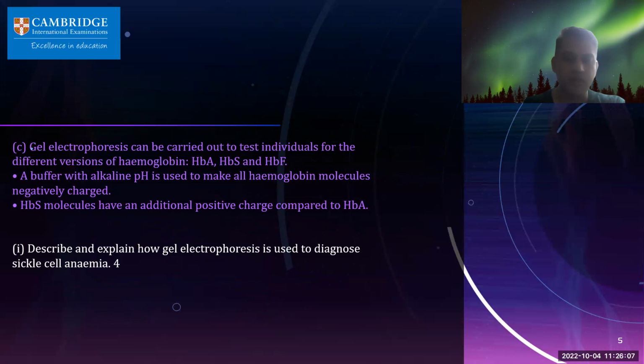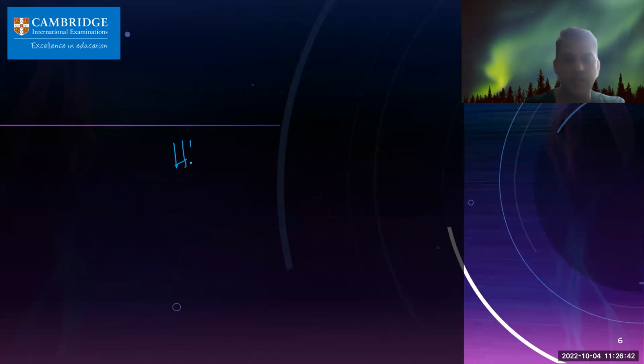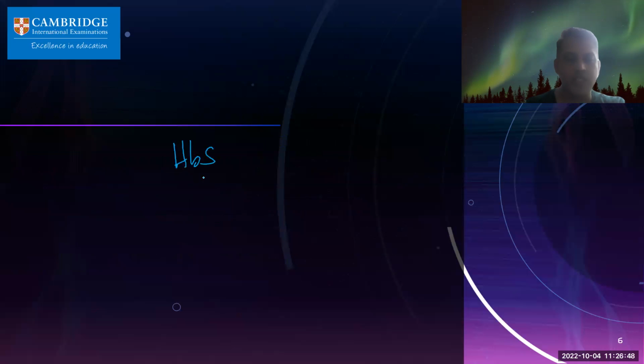Next, part C of the question. Gel electrophoresis can be carried out to test an individual for the different versions of hemoglobin: hemoglobin A, hemoglobin S, hemoglobin F. A buffer with alkaline pH is used to make all hemoglobin molecules negatively charged. Hemoglobin S molecule has an additional positive charge compared to hemoglobin A. Describe and explain how gel electrophoresis is used to diagnose sickle cell anemia. Okay, hemoglobin S has additional positive charge.